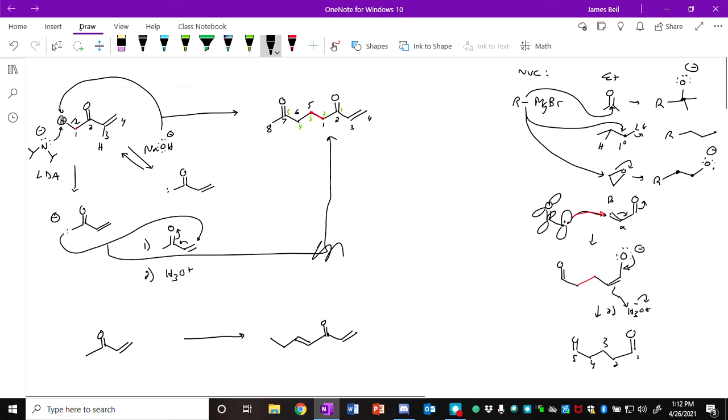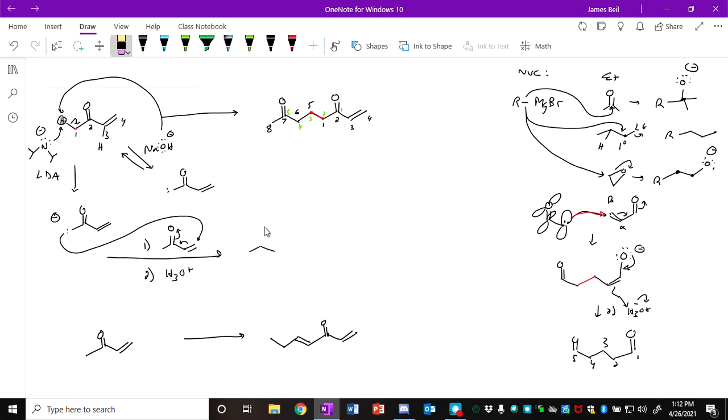Let me insert something in there to clarify that. So once this attacks, you'd have these electrons swing over to make the pi bond, these would swing up to make a negative. And that would be the structure you would get. So these electrons would swing back down in, and these would pick up a proton from an H3O plus. And that would give the product.